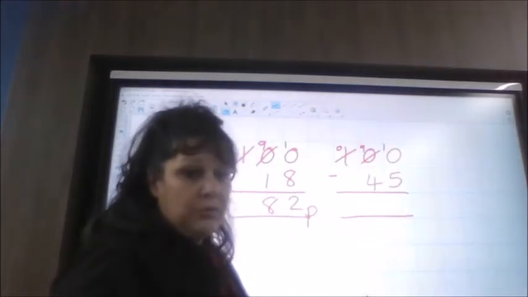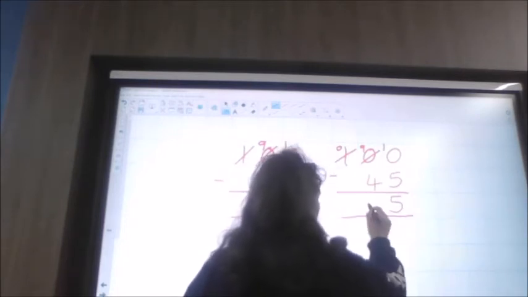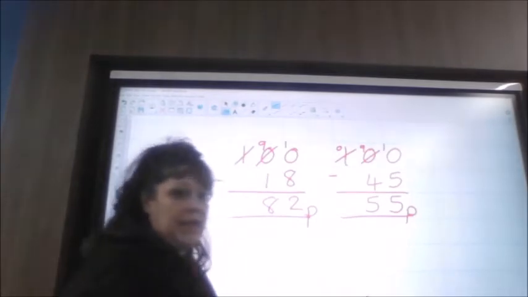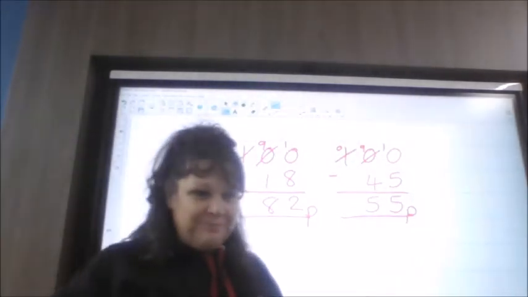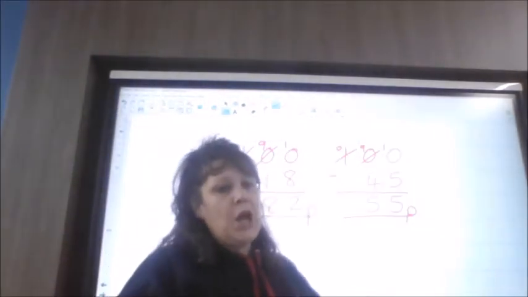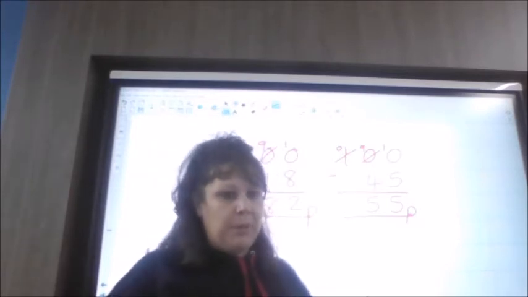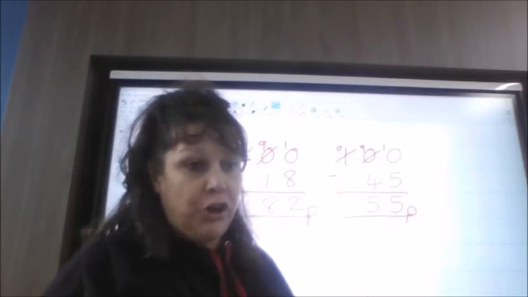And then that becomes 10 at the end. So 10 take away 5 is 5, 9 take away 4 is 5. So I end up with 55p change. Okay, so lots of problem solving, but nothing that I know you can't do. So book 3 people, you're on page 30.